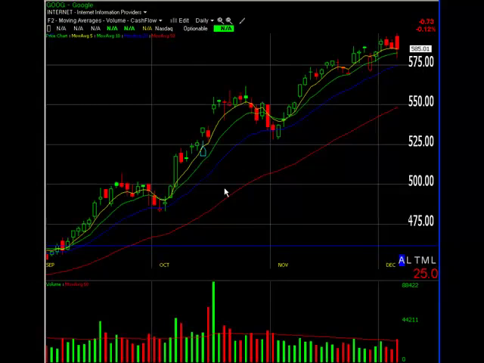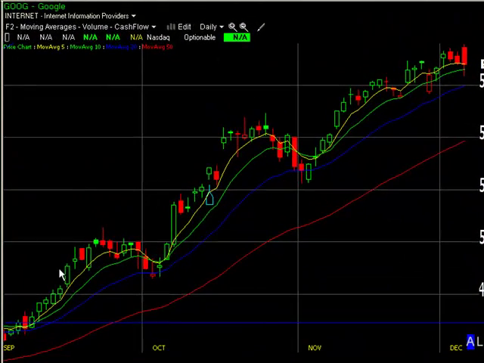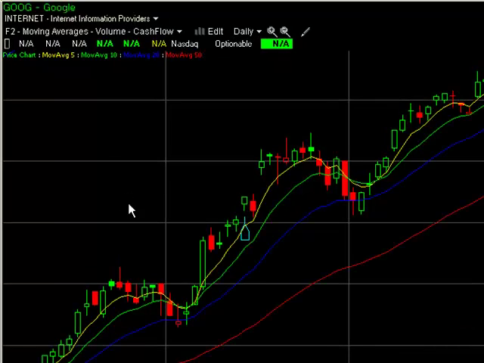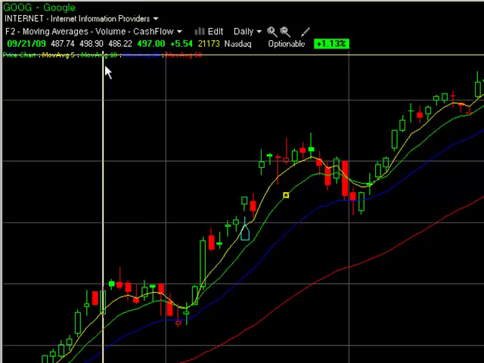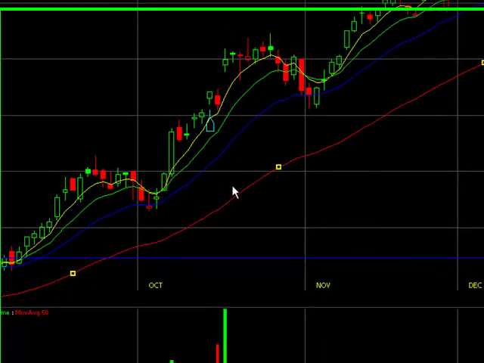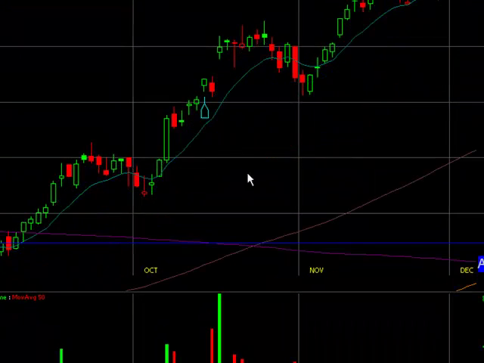So let's first start off with Google. And one thing we can see is what? Well, first let me say this. I have multiple setups when it comes to moving average. I have my short-term view and I have my long-term view. On my short-term view charts, I like to put the 5 moving average, which is yellow or gold, the 10 moving average, which is green, the 20 moving average, which is blue, and the 50 moving average, which is red. On my long-term charts, I really just like to have the 100 moving average.